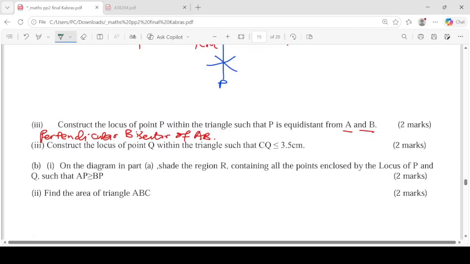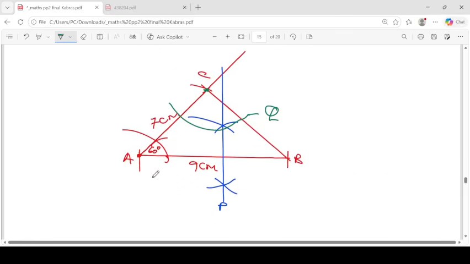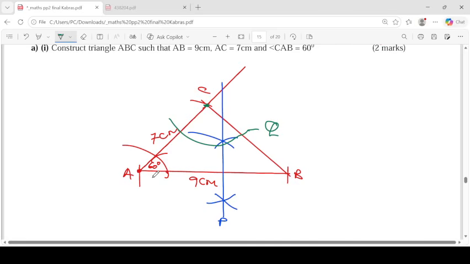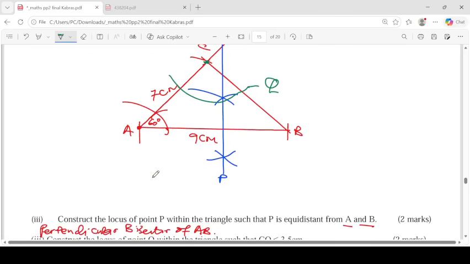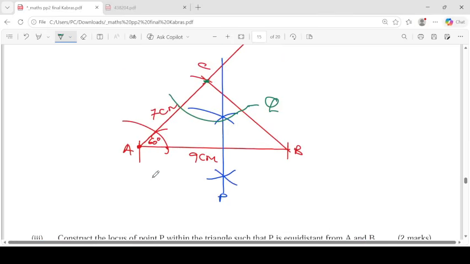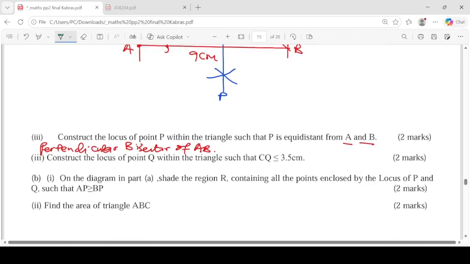On the diagram in part A, shade the region R containing all the possible points enclosed by the locus of P and Q, such that AP is greater than or equal to BP. AP should be greater than or equal to PB. So this should be the point. I hope you've seen how you do that. So this is the region R.